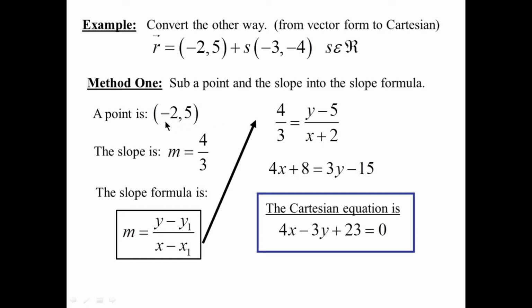How did we do this again? We took a point and we took the slope, which comes from the direction vector, and we subbed into this formula, cross multiplied, and we get our result.